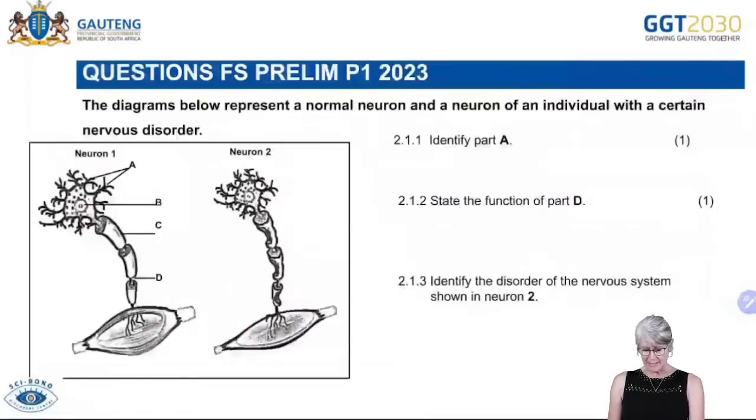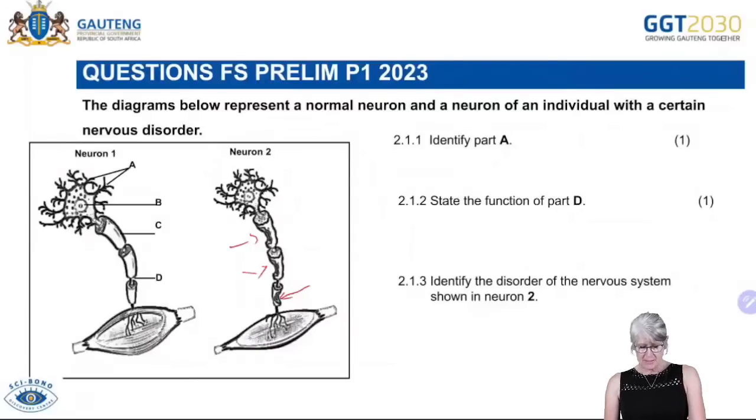They say neuron 1. And then if we have a look at neuron 2, we can see that the myelin sheath, which is a fatty layer that is wrapped around the axon, seems to be broken down. You can see it's damaged. Okay, so there's something wrong. All right, so let's have a look at the questions. They say the diagrams represent a normal neuron and a neuron of an individual with a certain nervous disorder.